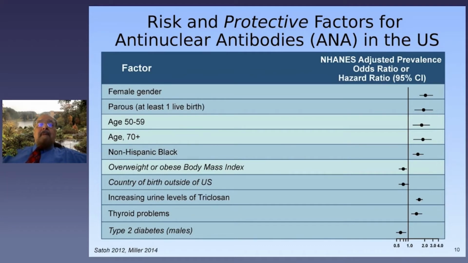Certain chemicals like triclosan are also risk factors. This is a chemical that's now banned that was added as an antibacterial to many soaps and shampoos in the US and around the world. And of course, having thyroid problems, with autoimmune thyroid disease being rather common, is a risk factor, but having type 2 diabetes, which is not an autoimmune disease, was a protective factor in males.